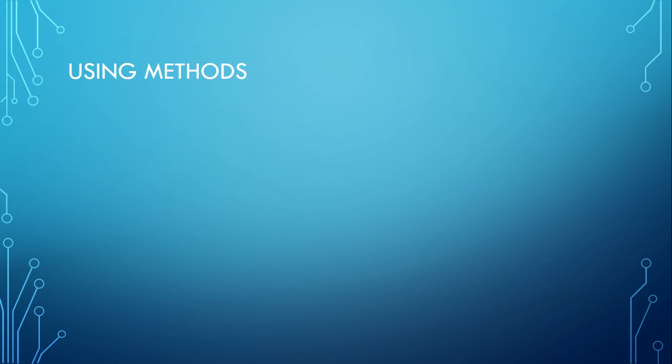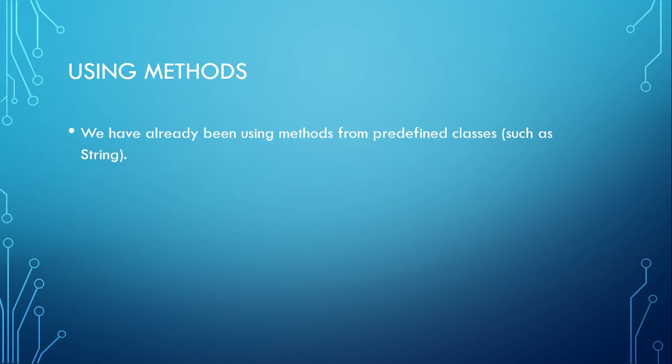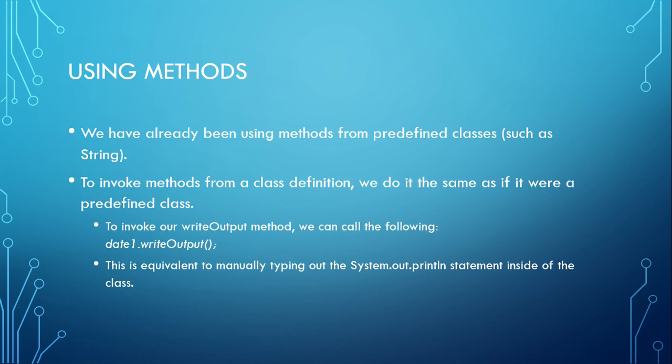All right, let's talk about now how to use methods. We've already been using methods from predefined classes such as String: string.length, string.equals. If we want to invoke methods from a class definition, we do it the same as if it were a predefined class. So to invoke our writeOutput method, we can call the following: date1.writeOutput. This is equivalent to manually typing out the System.out.println statement inside the class.